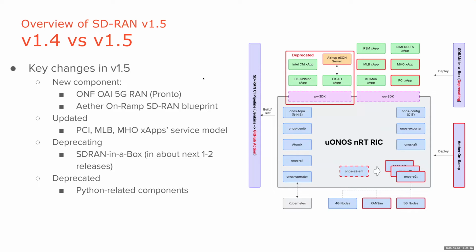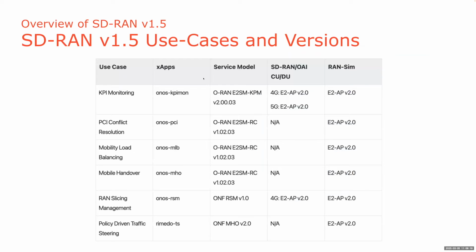So let's go through one by one. Before we go over, I would like to also show you the use cases and their versions. This table shows all the use cases that SD-RAN 1.5 is currently supporting. There are no new use cases: KPI monitoring, PCI conflict resolution, mobility load balancing, MHO, RAN slicing management, and traffic steering. Those are the existing use cases.